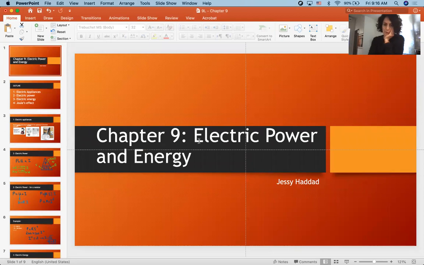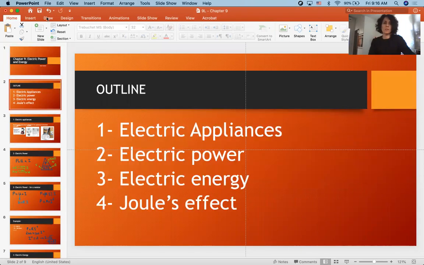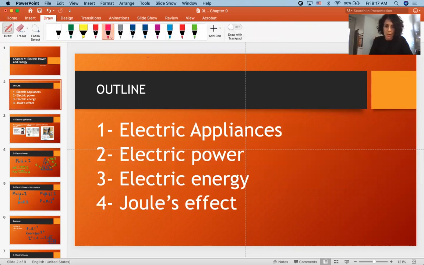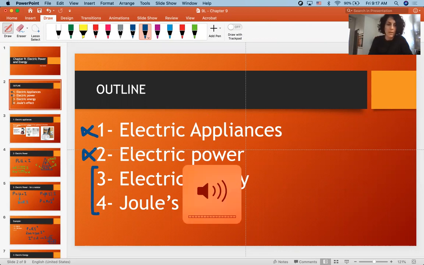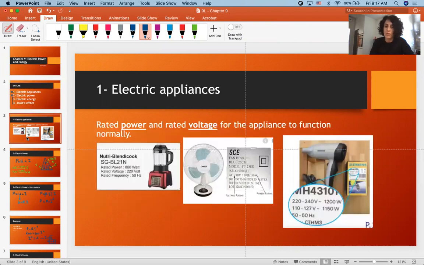So we were doing chapter 9, electric power and energy. The outline was, let me pick a pen. It was actually electric appliances, and we discussed that. Electric power, and we discussed that. But we never had the chance to do electric energy and Joule's effect. All right, so quickly let's go over this.